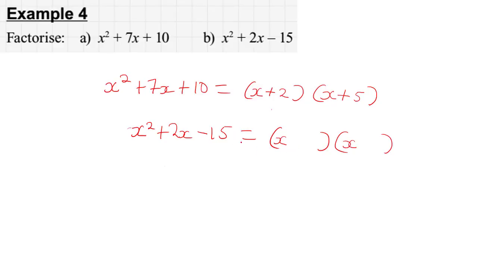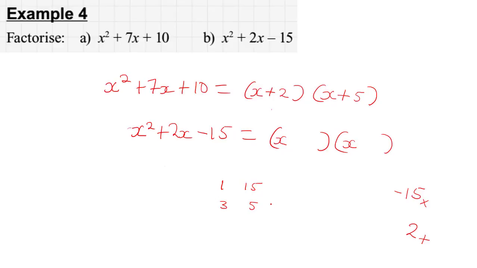Now, this 15 here will have come from two numbers that I multiply to get 15, but it's negative 15, remember, because it says minus in front. And this 2 here will have come from two numbers I add to get 2. Starting with 15, think about the numbers you can multiply to get 15. The first one is 1 times 15. The other one is 3 times 5.